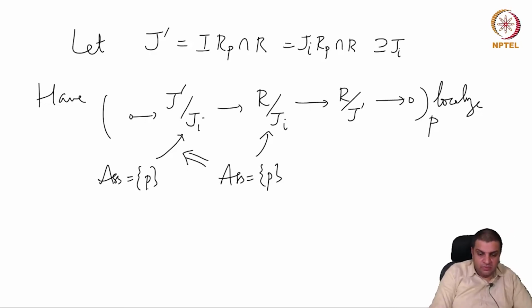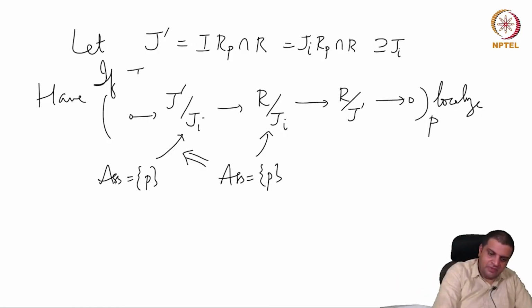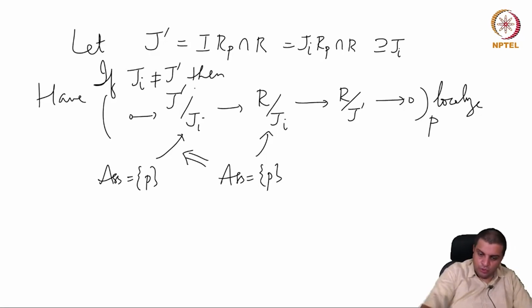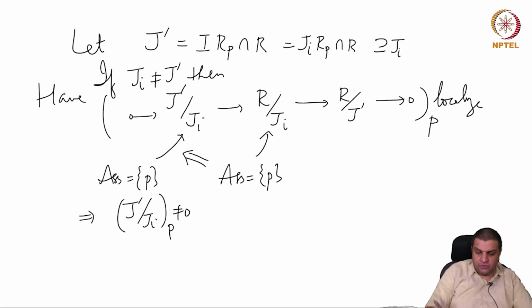So we want to prove that Ji is equal to J prime. All of this argument is necessary if it is not equal. If Ji is not equal to J prime, then this is a non-zero module and it has an associated prime, and we localize at P. So this now implies that J prime mod Ji localized at P is non-zero, because associated primes are inside the support. So this localization is non-zero.